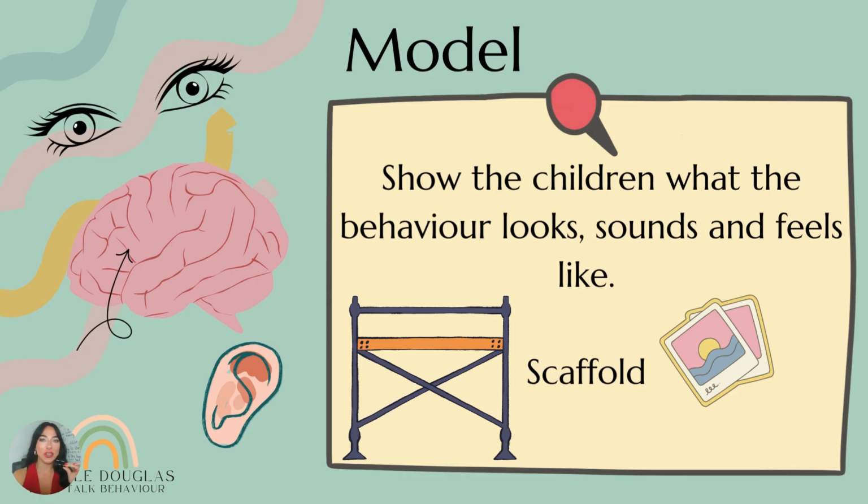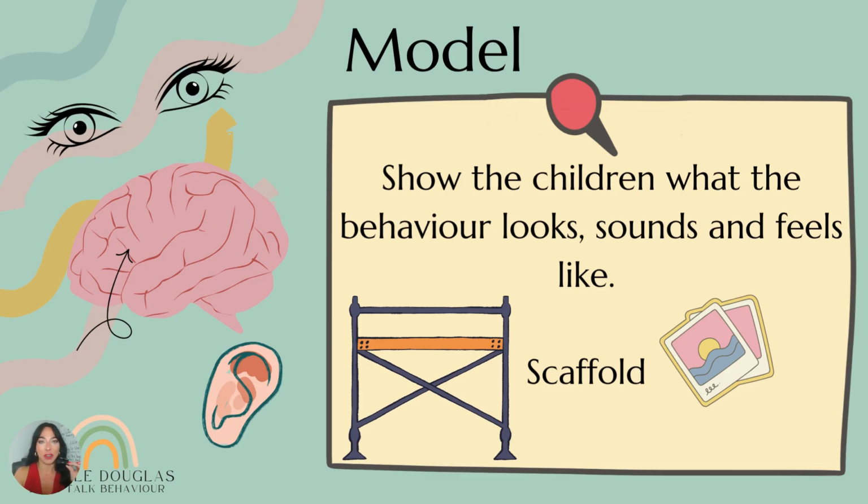The next thing that we do when we've got our power of 3 for our behaviour cue is we will model the behaviour to the children, just like you would model something that you would like to show them or somebody would model it to you. We would show them exactly what that behaviour looks, sounds and feels like.